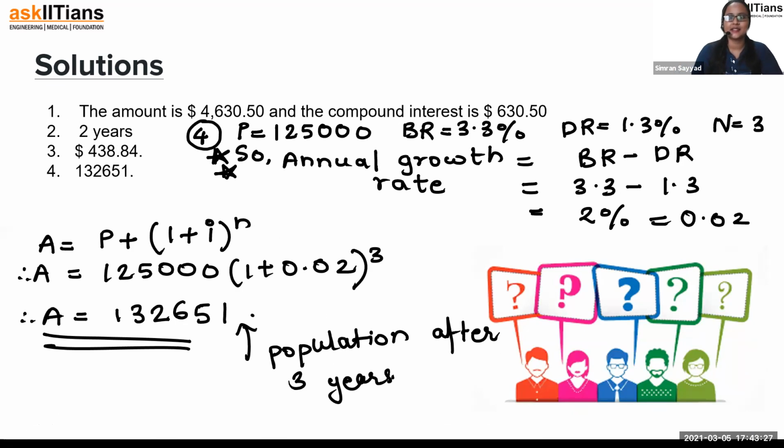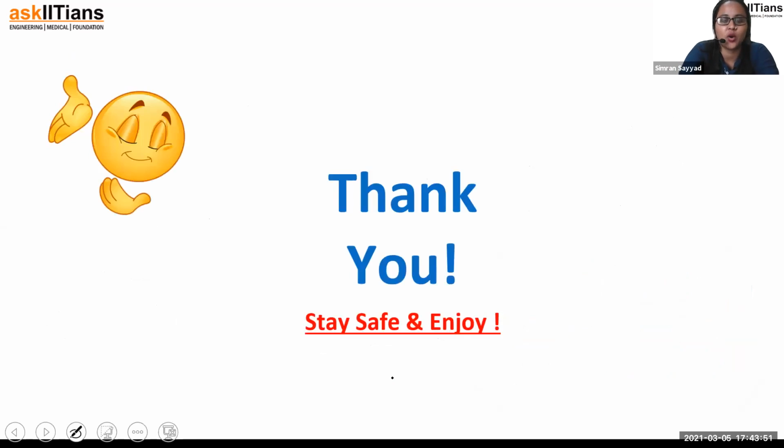Understood? See how these application based questions work. The bacteria one was straight, but here they confused you by not giving the direct rate of interest. Instead they gave you the birth rate and death rate, and with the help of that you calculated the annual growth rate. Okay, perfect. I hope you all have understood the concept of annual compounding, half yearly compounding, and quarterly compounding. And we have done two application based questions. I hope you have understood that also.